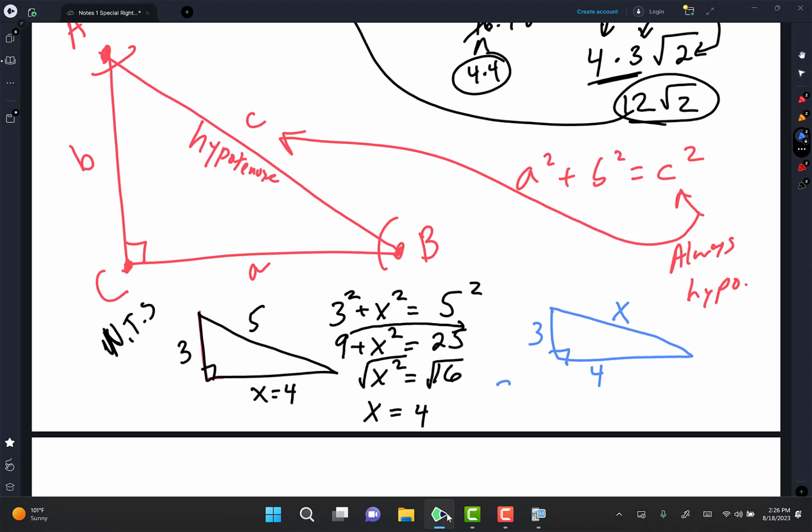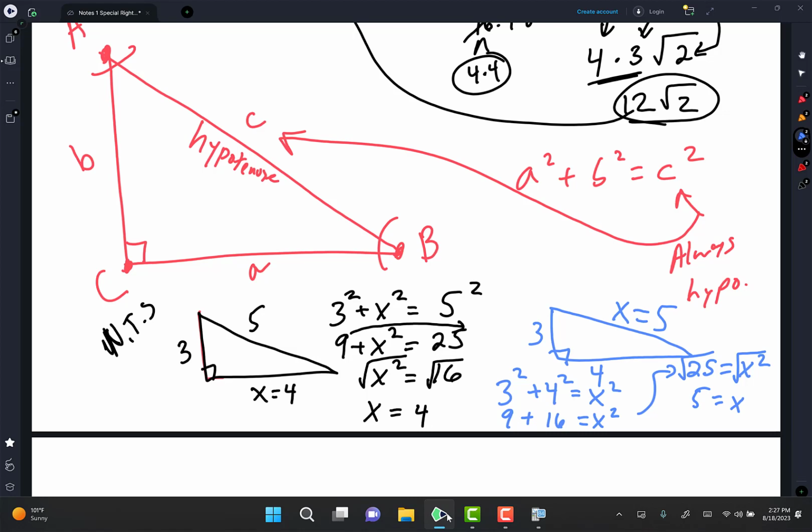So on that one, you would have gone 3 squared plus 4 squared equals x squared. 3 squared is 9. 4 squared is 16. So 9 plus 16 equals x squared. 9 plus 16 is 25. So I'm going to write 25 equals x squared. And then to get the x by itself, I take a square root. So 5 equals x. So 2 different scenarios, guys.